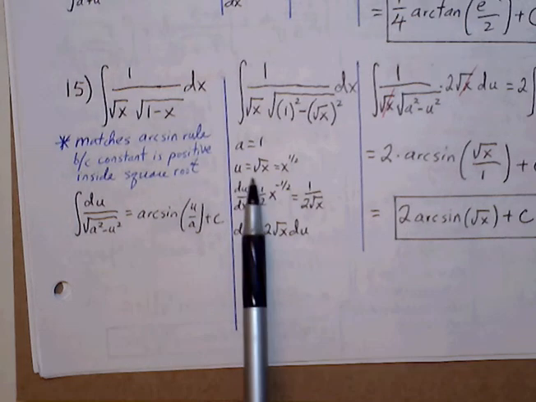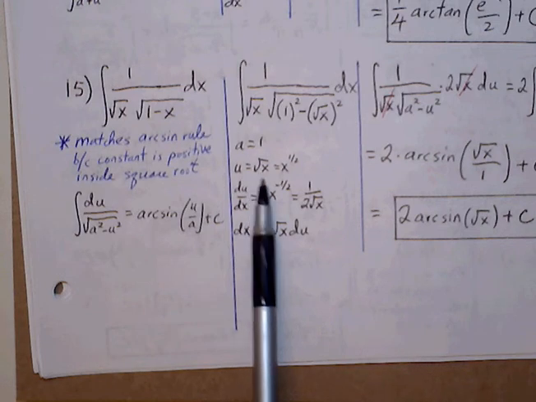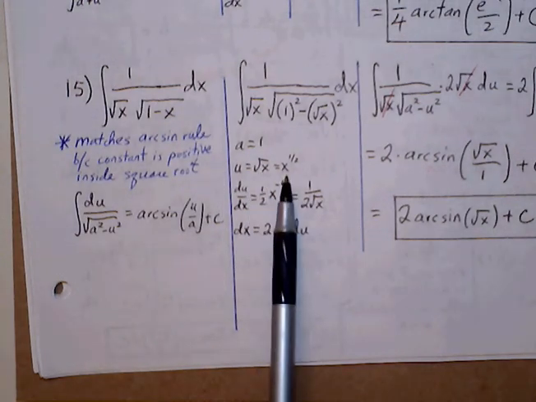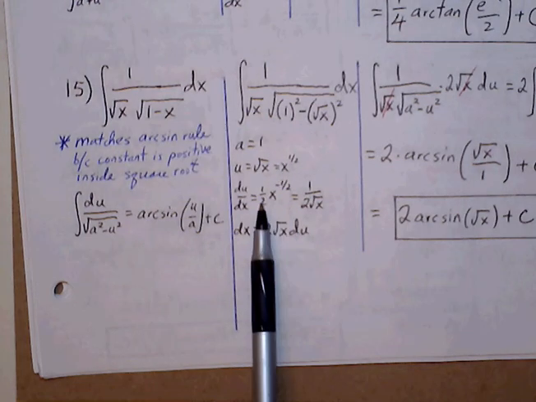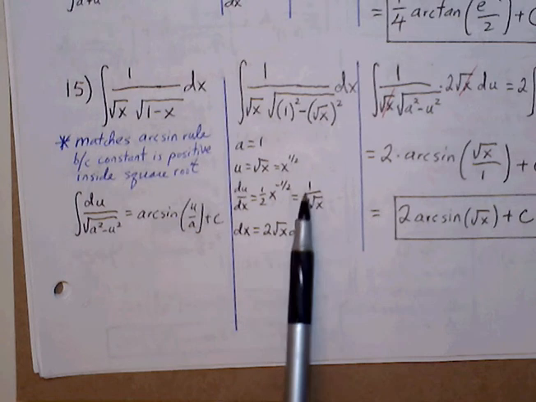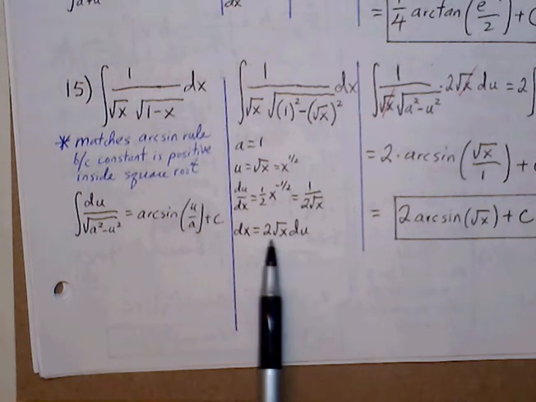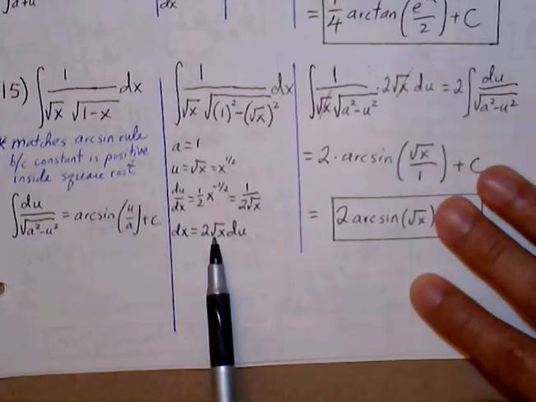So if u is square root of x, I need to find the derivative, and to find the derivative, I can first write it as a rational exponent, x to the 1/2. We go through our power rule, bring down the 1/2, subtract 1 from the exponent, clean it up, we get 1 over 2 root x. Solve for dx, we get dx equals 2 root x du. Okay. We make our substitutions.